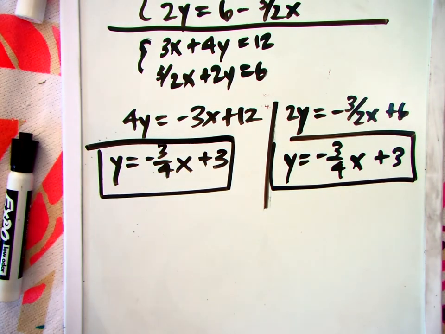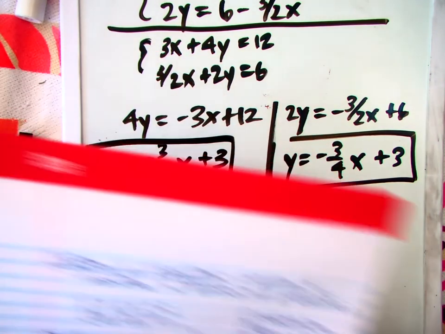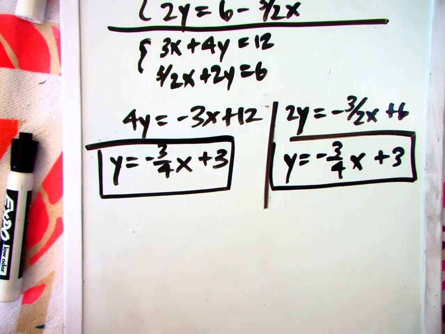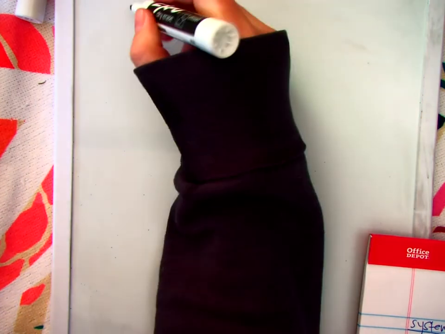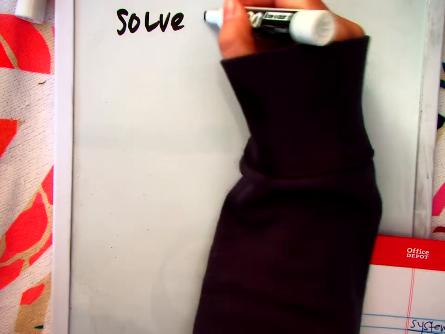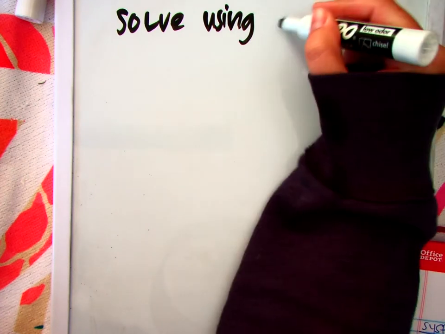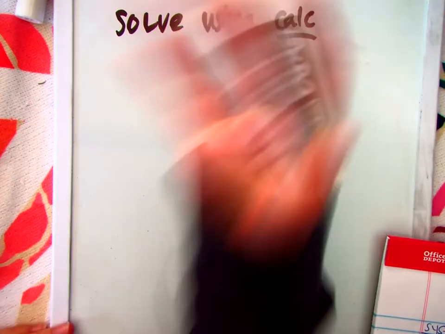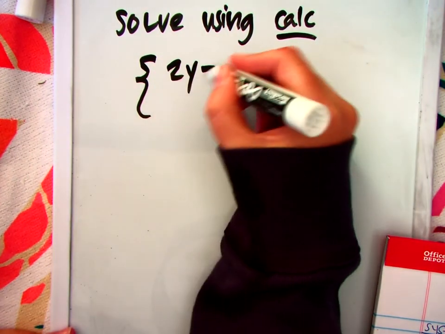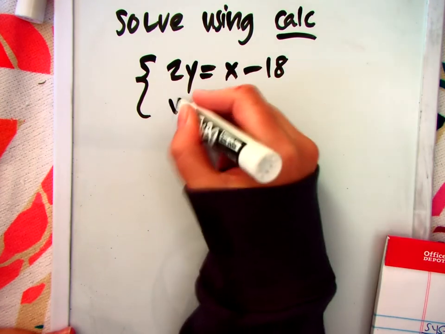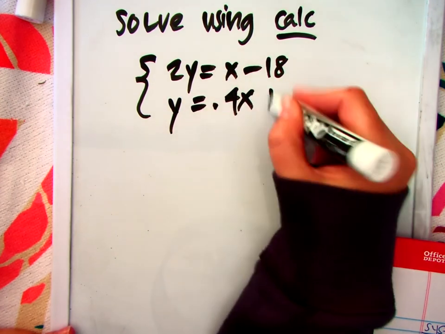Alright, so what if I gave you something a little bit more difficult? Sometimes you'll just be asked to use technology to solve a system, so I created one of those. Solve using your calculator or technology. You can use Desmos, you can use your calculator. So 2y equals x minus 18, and y equals 0.4x plus 1.